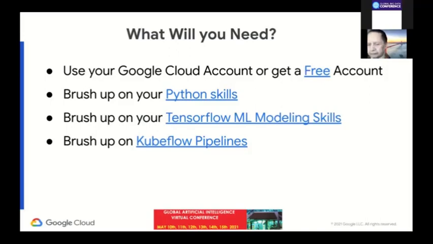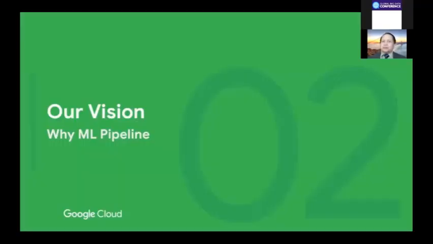The link over here is a Coursera class from University of Michigan, which is an excellent class for Python for data science. You need to brush up on your TensorFlow ML modeling skills, which are there on the tensorflow.org site. And you need to brush up on Kubeflow pipelines, which is there on the kubeflow.org site. Those are all linked over here. These are the 4 prerequisites. We have a month to get ourselves familiar with that. It would be fantastic to have prior knowledge. We don't want to learn Python while we are implementing something in Python.